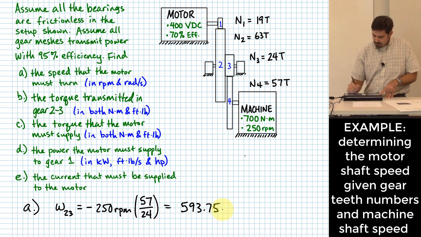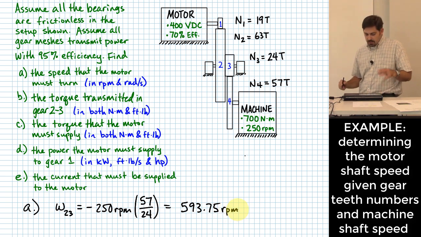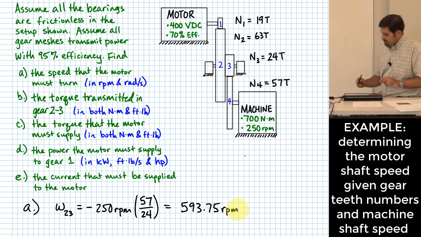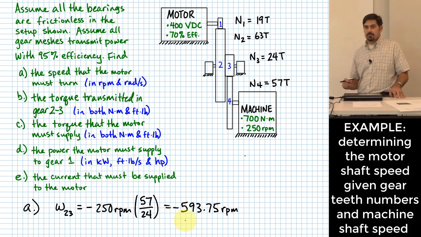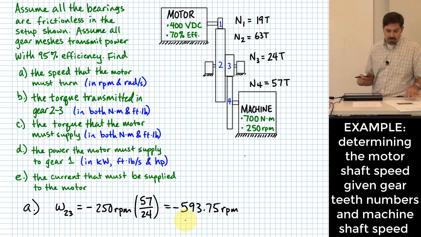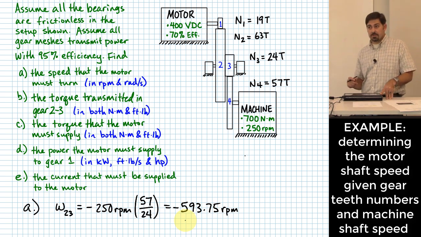Units? RPM. Okay. You might notice that I did put that minus sign in there. Why? Well, it turns out it is a handy technique to use when you're trying to determine the directions that each of these pieces goes. Whatever direction the machine had to be turned, the speed that the 2-3 member has to go is this speed, but opposite the direction that the machine was going.